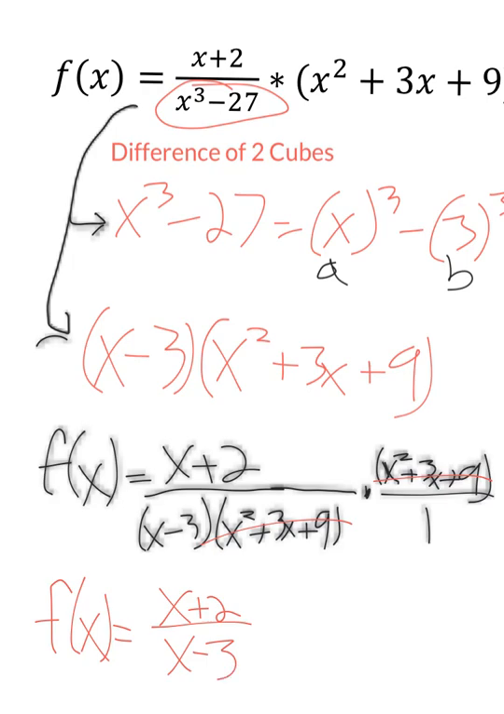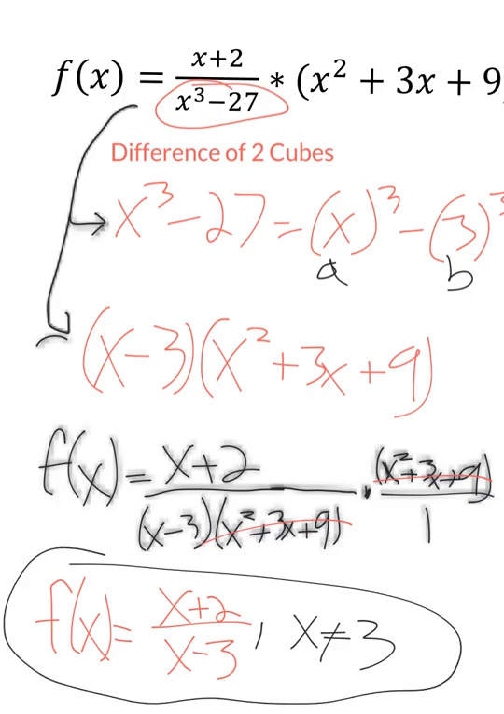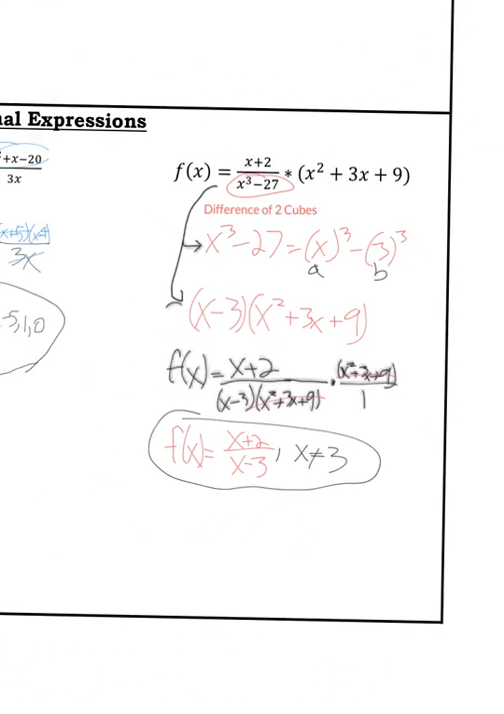And then where was the domain restricted originally? It was just restricted where x can't equal 3. That's because this right here doesn't have any additional zeros, so that kind of makes it easier. And yeah, this would be my final answer. Okay? So what I'd like for you to do now is try these 3 examples on your own.